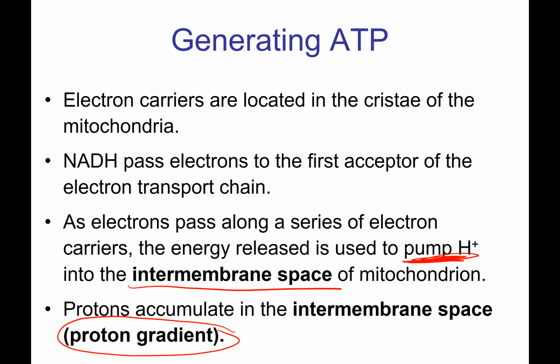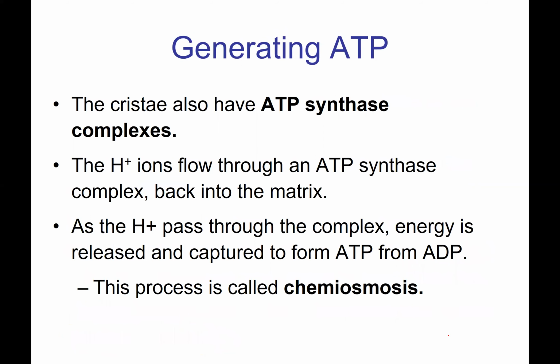So electron carriers dump off their electrons. As the electrons go through the chain, they shift hydrogen ions into the inner membrane space. And then we're going to have a high gradient, a high amount of these hydrogen ions, also called protons. Just know that protons and hydrogen ions are the same thing. We're also going to have a high amount of these accumulate in the inner membrane space.